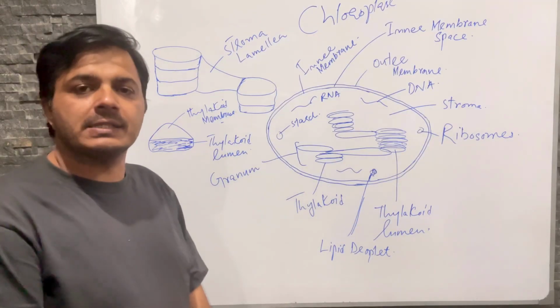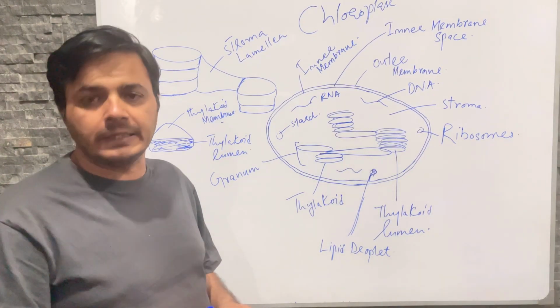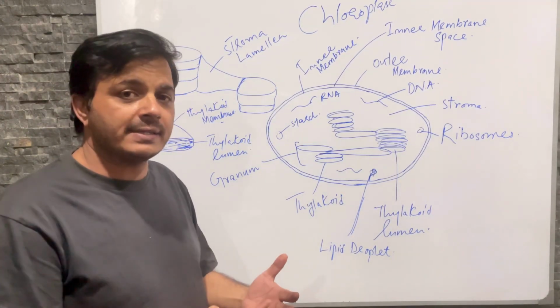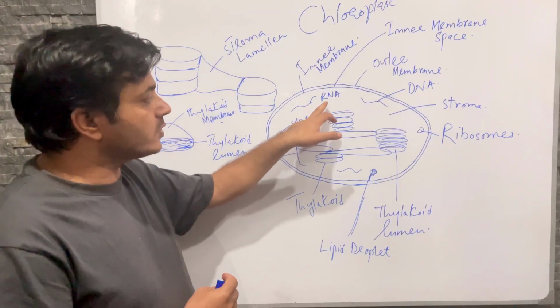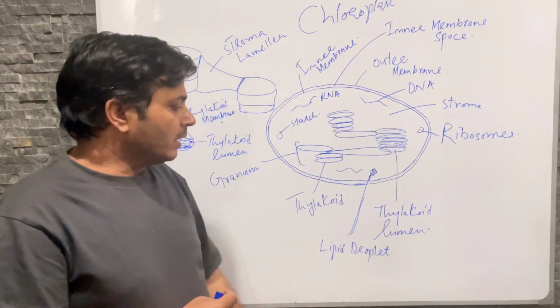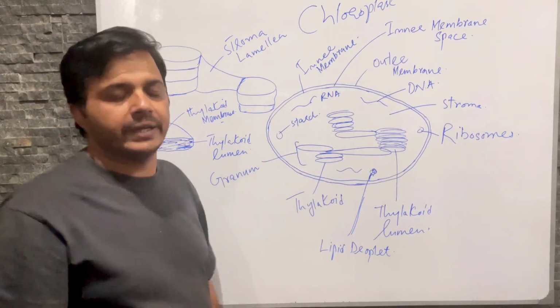The chloroplast is a semi-autonomous organelle since it has the ability to synthesize its own proteins. Why is that? Because it contains its own DNA and RNA and also ribosomes. In addition to those, it has starch granules and everything.